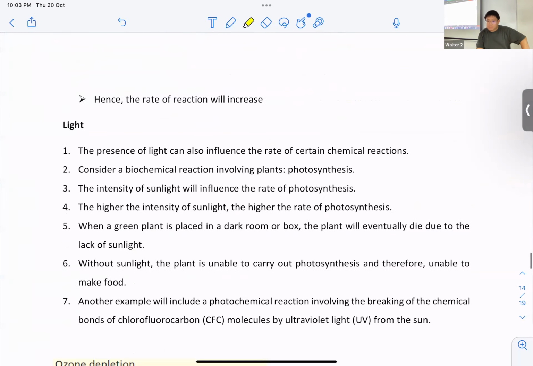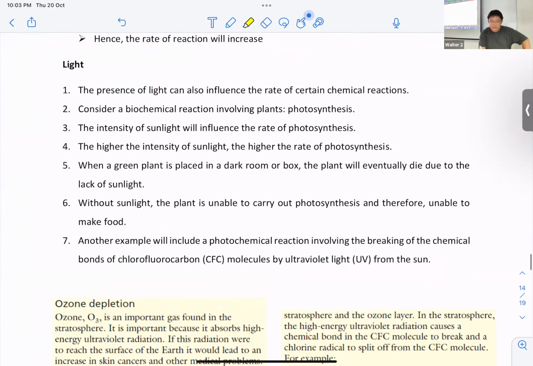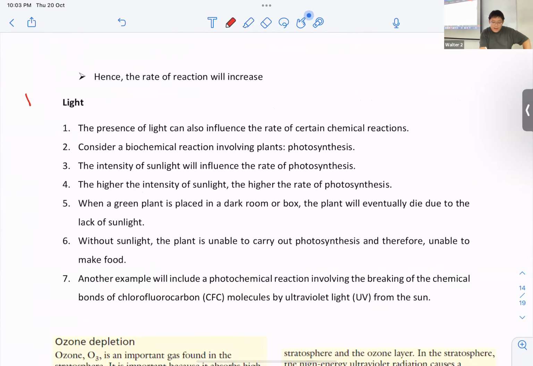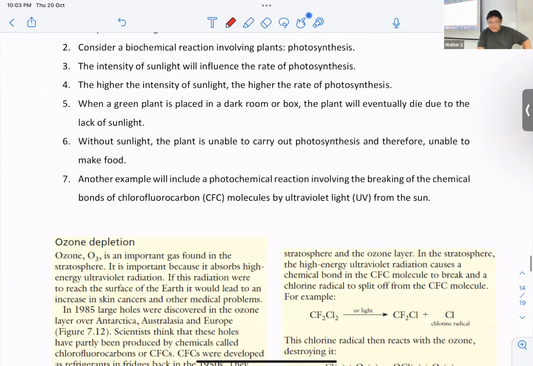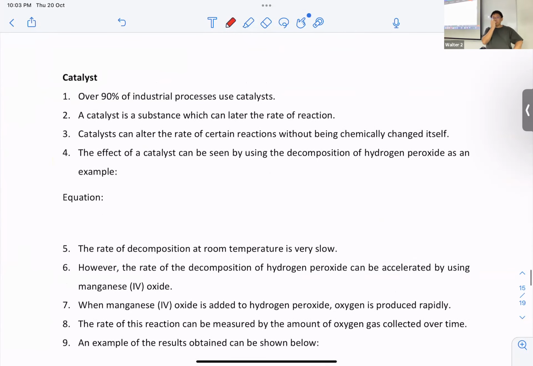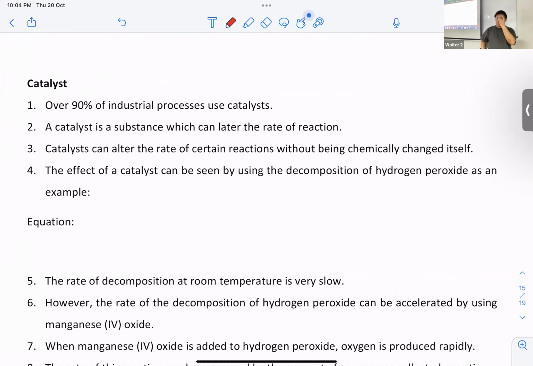Now I'm going to skip light and come back later. We'll go straight to catalyst. A catalyst is a chemical substance that can alter the rate of reaction by providing an alternative pathway for the reaction to occur with a lower amount of activation energy.